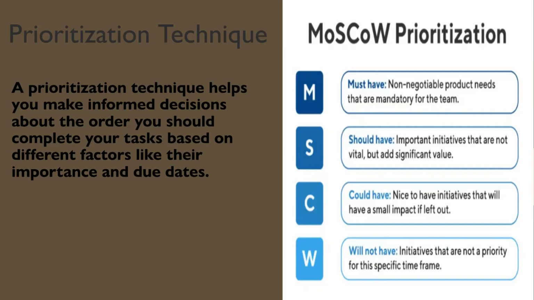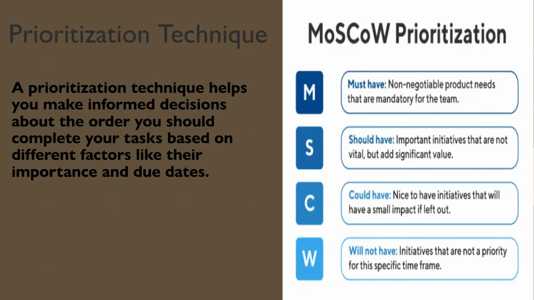Moscow prioritization techniques. Now it's just the MoSCoW. The M is must have. So it's a feature that we must have. S is should have. It is important, it is vital, but the value is not as much as must have.